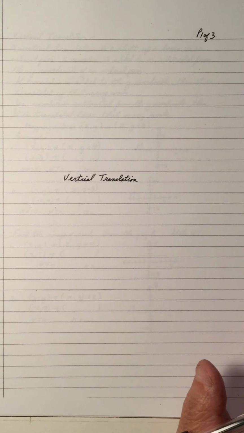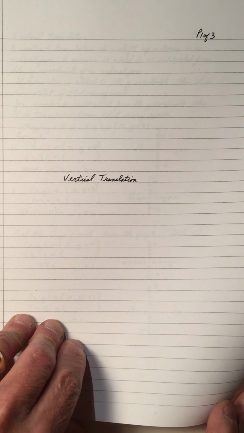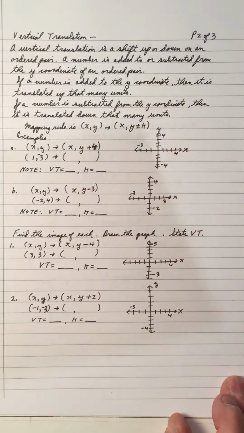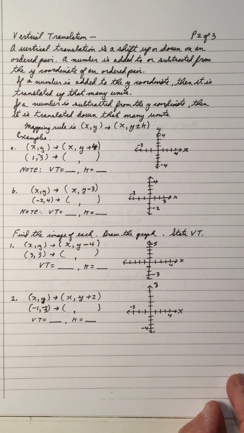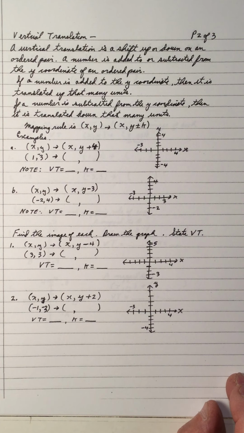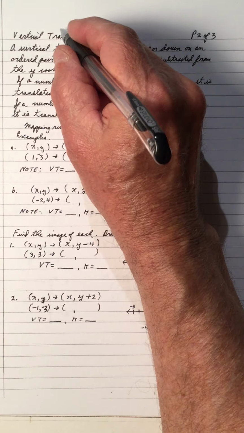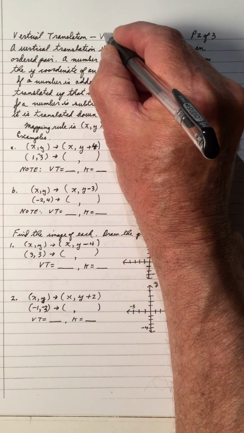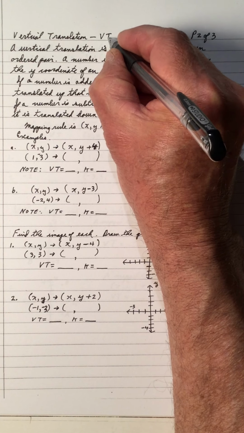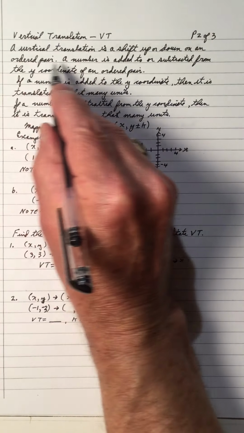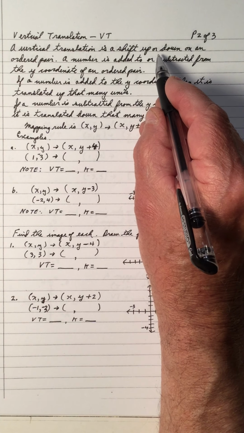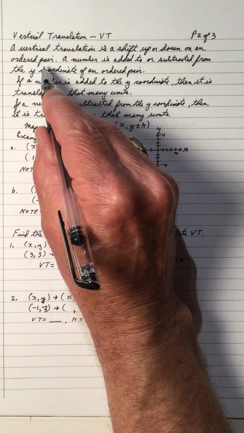Hi, welcome to my video on the vertical translation on an ordered pair. A horizontal translation in the previous video was moving it left and right. A vertical translation, vertical means up and down. So the vertical translation is V for vertical and T for translation. A vertical translation is a shift up or down on an ordered pair.